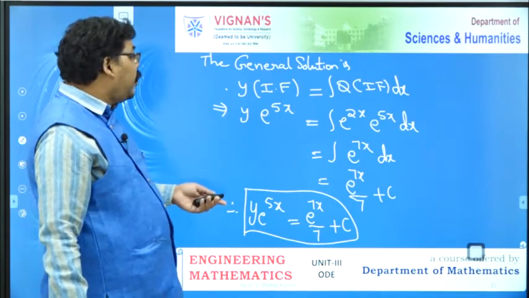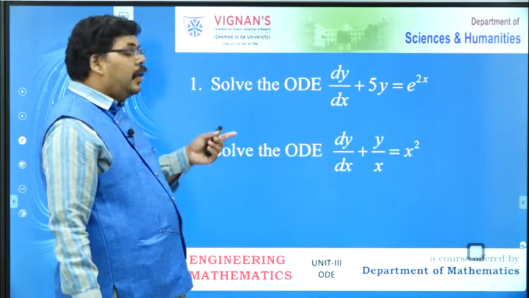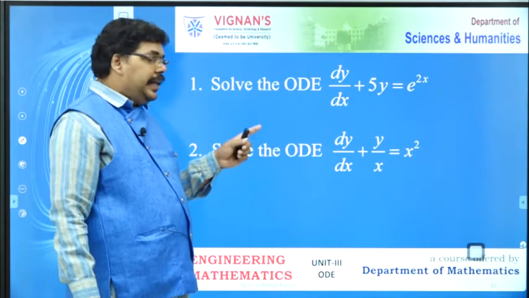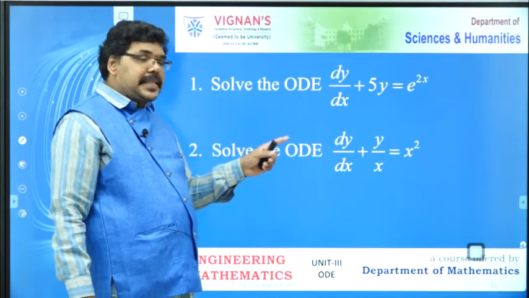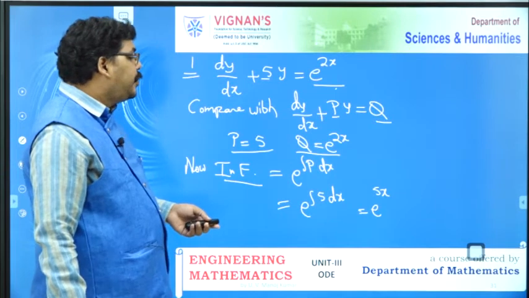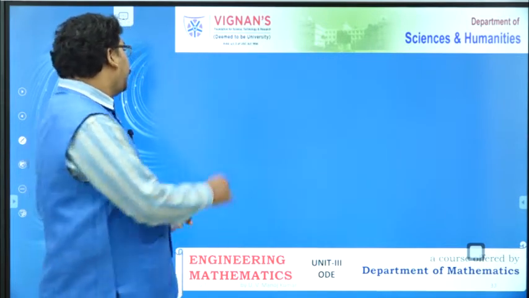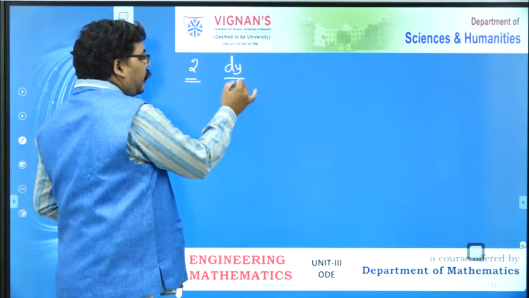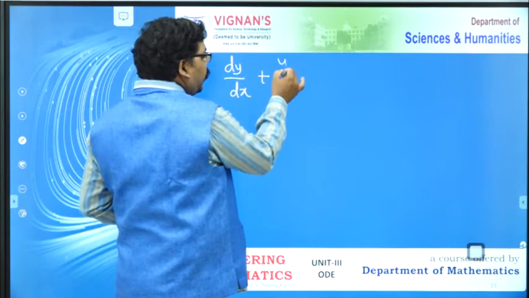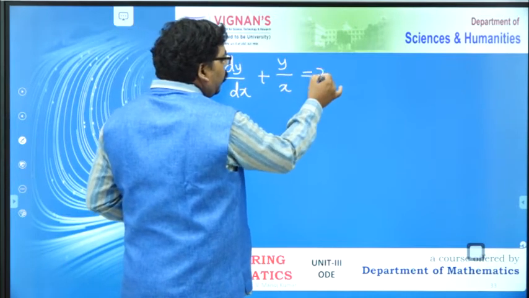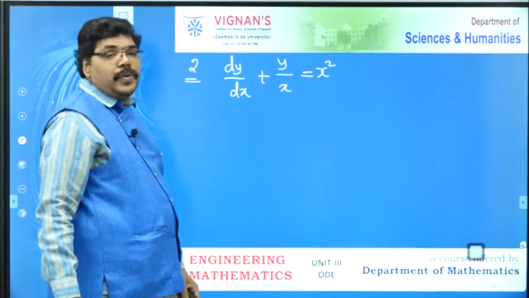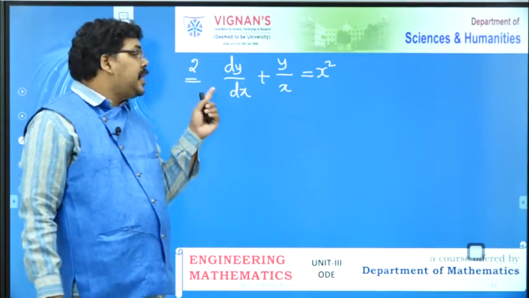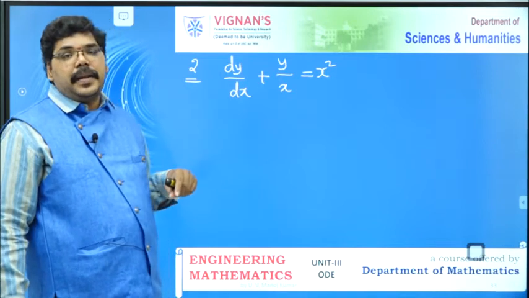Okay? Let us see the second problem. We will solve the second problem now. What is the second problem? Dy by dx plus y by x equals x square. So the given differential equation is dy by dx plus y by x equals x square.